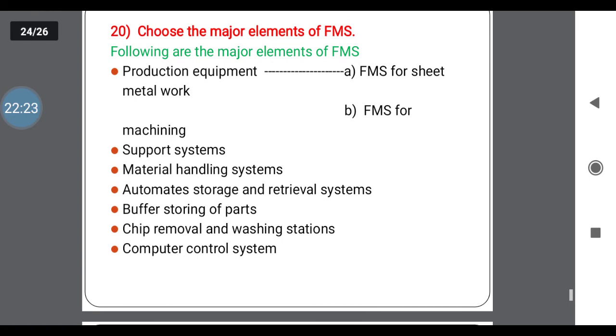Next one, what are the elements of FMS? Here you consider the main elements. First one, the production equipment, metal. In that, FMS for sheet and FMS for machining. For sheet and for machining we are using a different flexible manufacturing system. Next one is the support system: material handling systems, automated storage and retrieval system, part storing, chip removal and washing stations, computer control system. These are the elements of FMS.